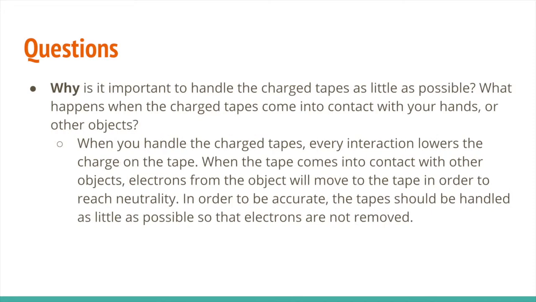The second question was, why is it important to handle the charged tapes as little as possible? When you handle the charged tapes, every interaction lowers the charge on the tape. When the tape comes into contact with other objects, electrons from the object will move to the tape in order to reach neutrality. In order to be accurate, the tapes should be handled as little as possible so that electrons are not removed.